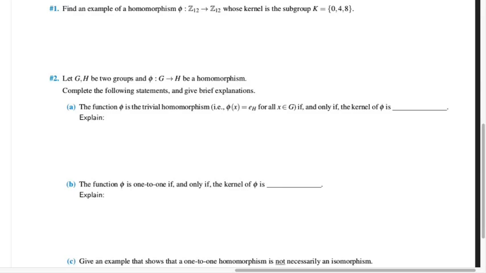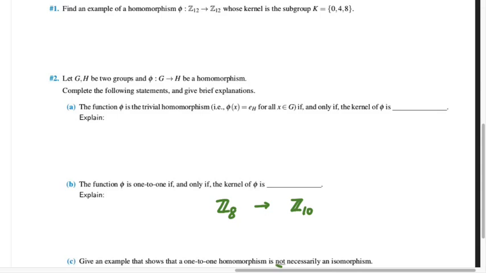What's the easiest way for a function? Let's think about just set functions for a minute. What's the easiest way to make sure that a function from one set to another set cannot be onto? So the easiest way to make a function not onto is to have a function from a smaller finite set to a larger finite set. So like Z8 to Z10. If I can make a homomorphism from Z8 to Z10, then it cannot be onto. How do I make a homomorphism from Z8 to Z10?